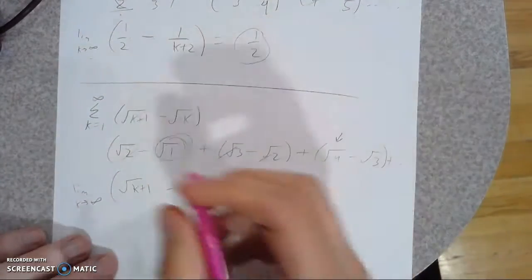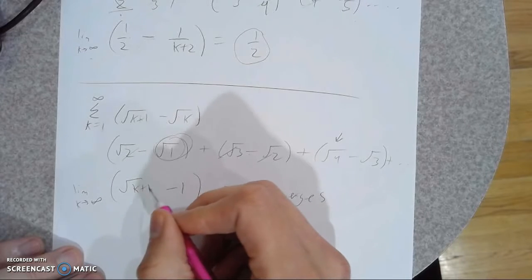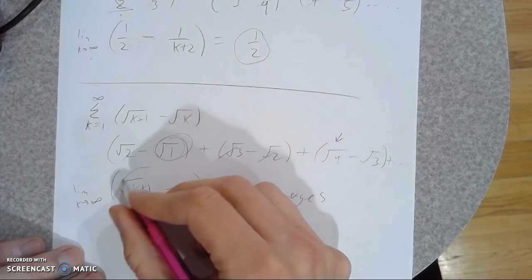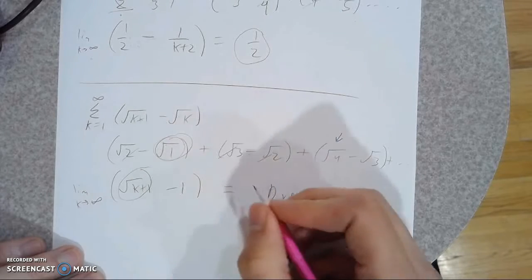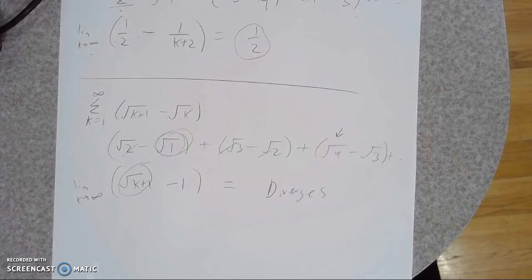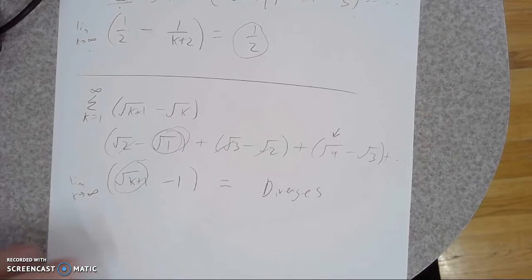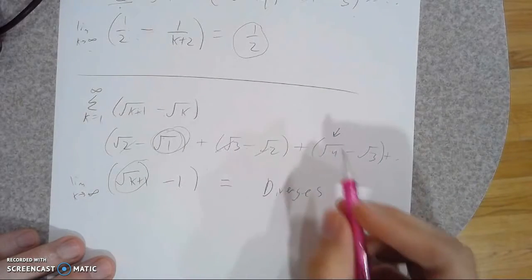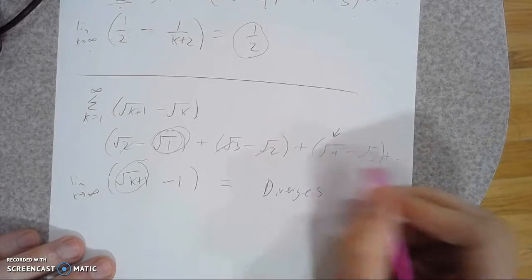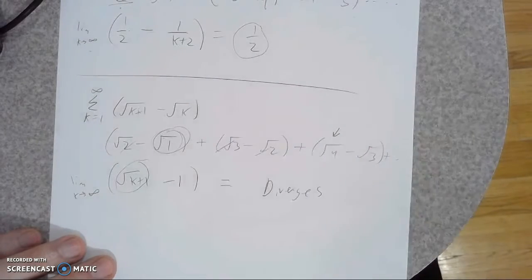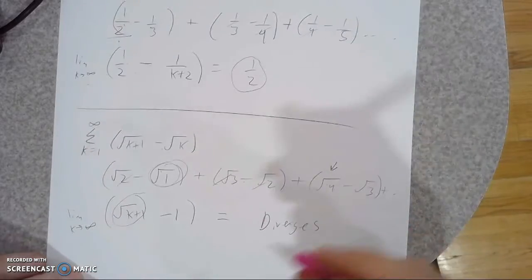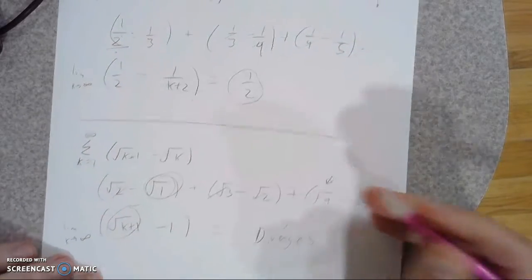So as you go out to infinity, you're left with the limit as k goes to infinity of the square root of k plus 1 minus 1. Well, this term goes to infinity, so this limit diverges. Even though almost all the terms cancel out, the term that survives just keeps getting bigger every time. Right? The square root of 4 survives, then that's going to cancel, the square root of 5 survives, then that would cancel, eventually square root of 6 survives. But the thing that's surviving every time is getting bigger, and this is going to diverge.